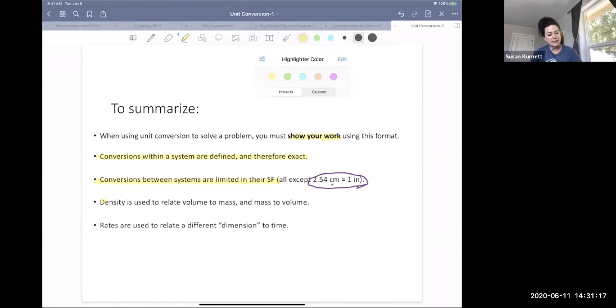And then density is used to relate volume to mass and mass to volume, and it has limited sig figs. And rates, which is just something per time, is used to relate different dimensions to time. In our example, it was a volume to time. Earlier, when we talked about miles per hour, it was a length to time, but rates are just something per time.